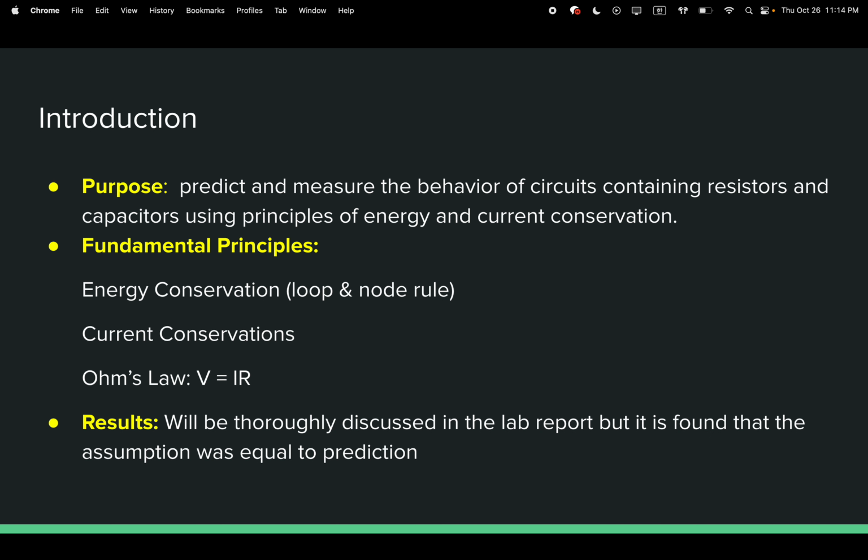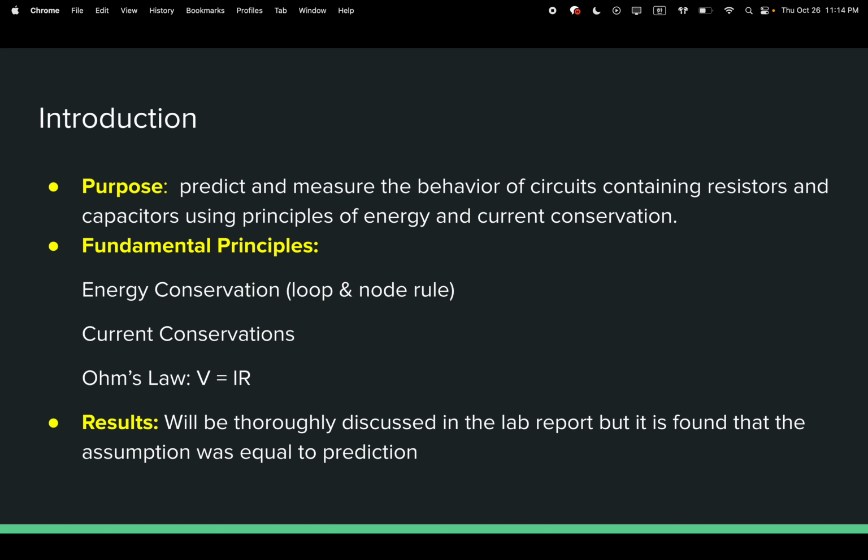The purpose of this lab is to predict and measure the behavior of circuits containing resistors and capacitors using principles of energy and current conservation. The fundamental principles I'll be using are energy conservation, which we can apply through the loop and node rule, the principle of current conservation, and Ohm's law, which means potential difference equals current times resistance.